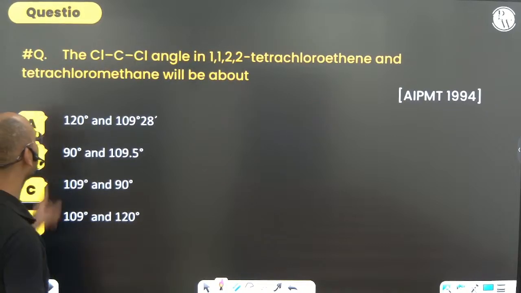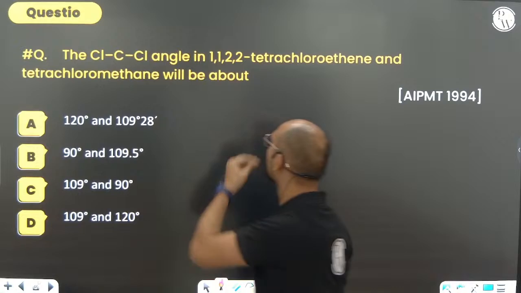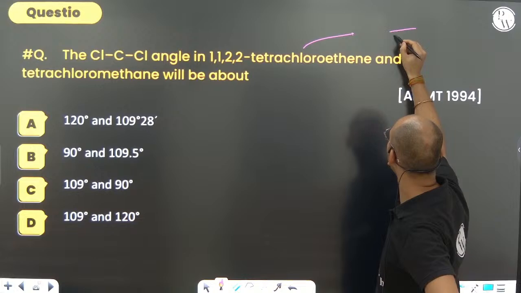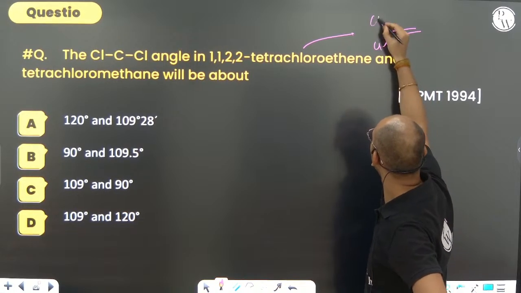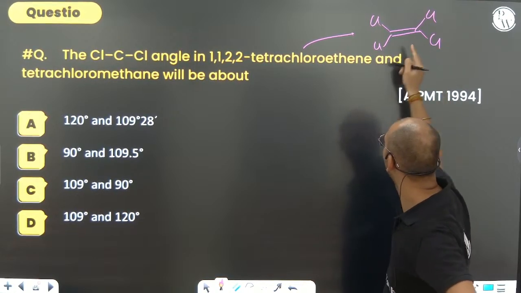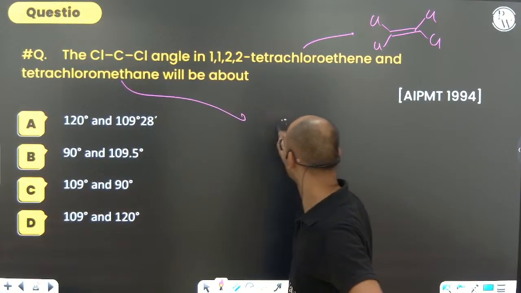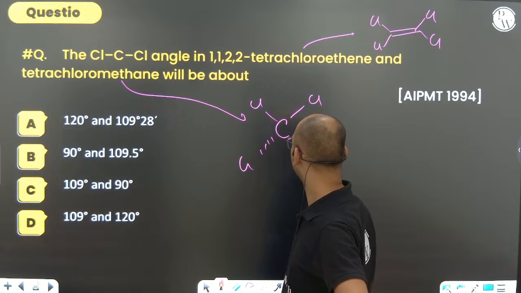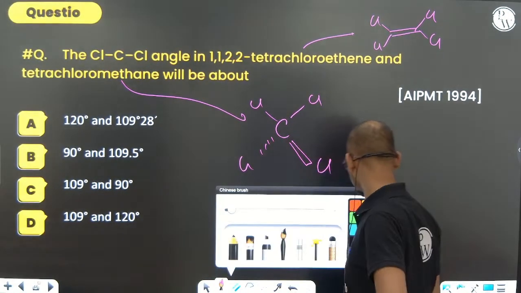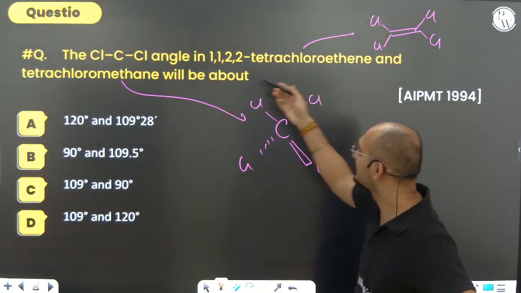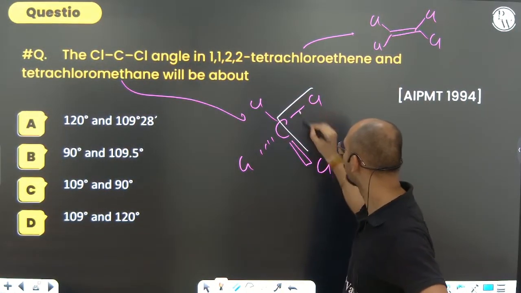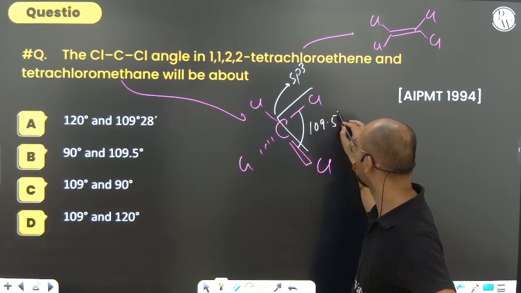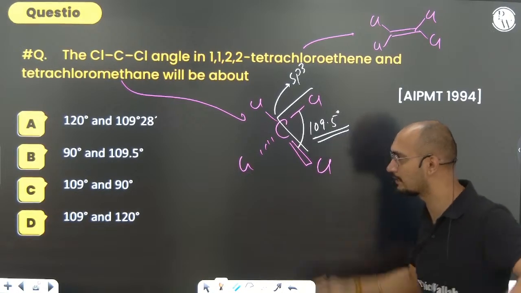आगे बढ़ो. Next, the C-Cl bond in 1,1,2,2-tetrachloroethane. Okay, so there is Cl and tetrachloromethane. Cl. What will be this angle? So it is asking for Cl-C-Cl. So can you see that this is nothing but sp3? For sp3, what is the bond angle? 109.5 degrees. I hope you all understand 109 degrees almost.